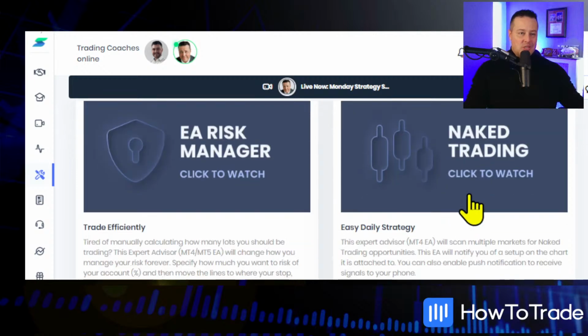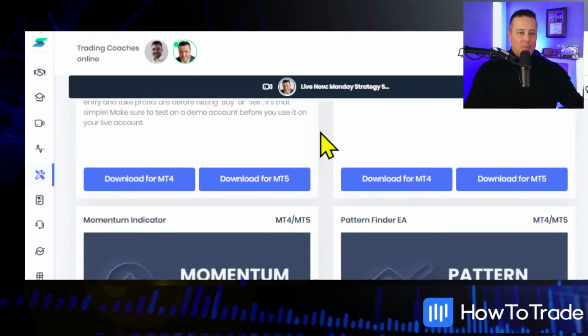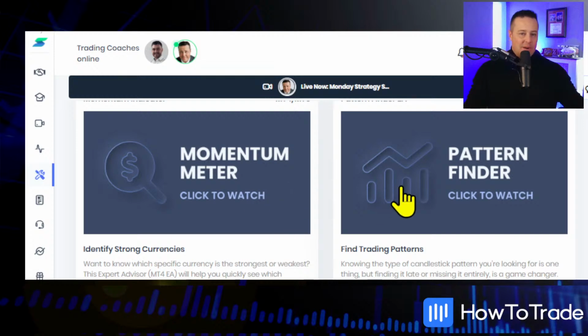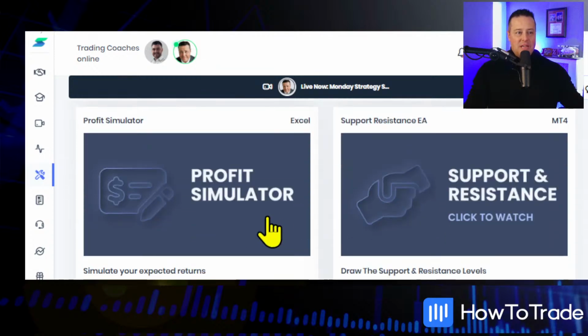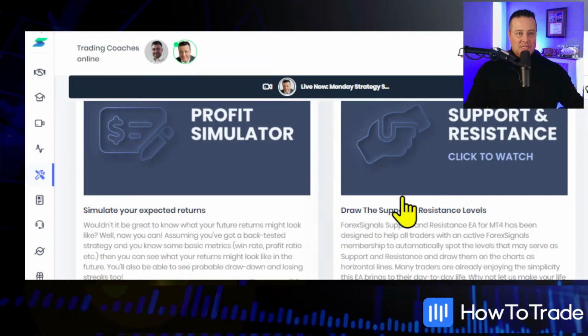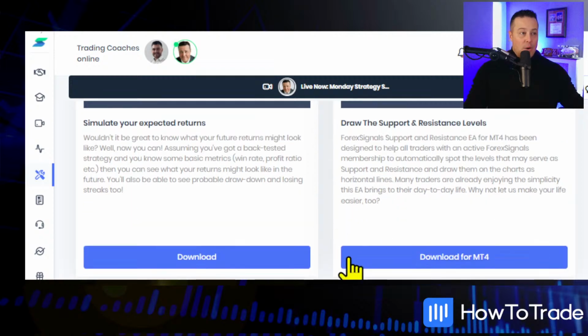Naked Trading, that's a strategy here where it identifies pin bars and engulfers and things. Momentum Meter, Pattern Finder. You've got all these different EAs, Profit Simulator, Support and Resistance. That's sort of what we're looking at there. That's where you find the downloads.